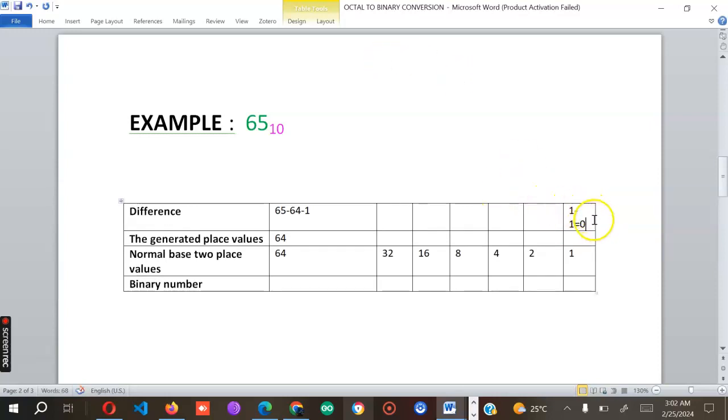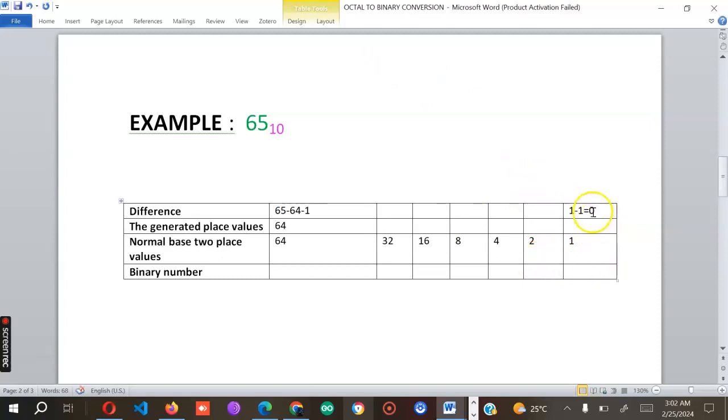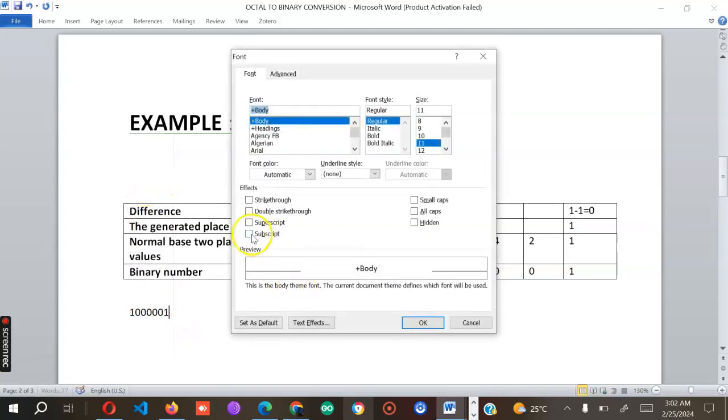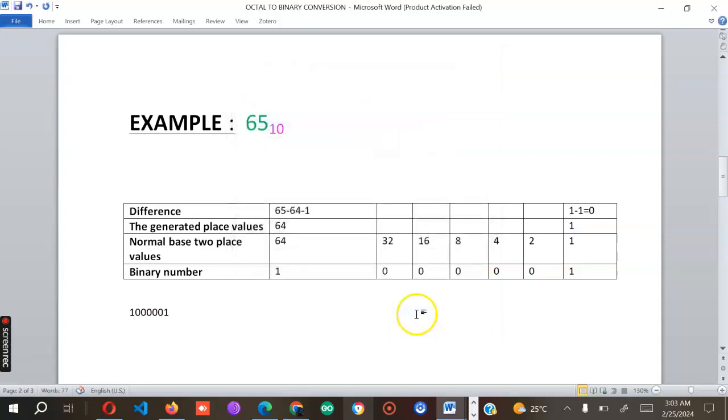So the other numbers that we have, let me extend this one, is this one, meaning that we will have 1 there. So remember the rules. If the number appears on both the generated value and the normal value, it is supposed to give you 1. But if it appears only on the normal base 2 place value, it is supposed to be 0. So the final answer for my case will be 1, 0, 0, 0, 0, 0, 0. So we are supposed to have five zeros and a 1, then the base 2. So that is our answer for 65.